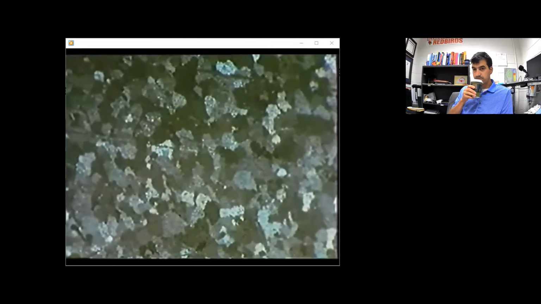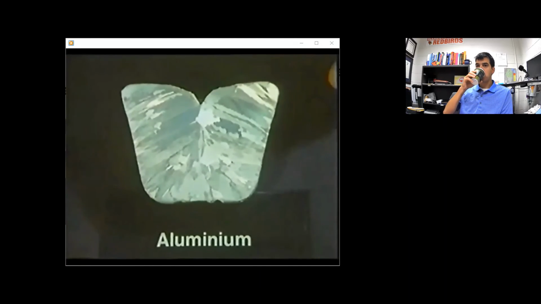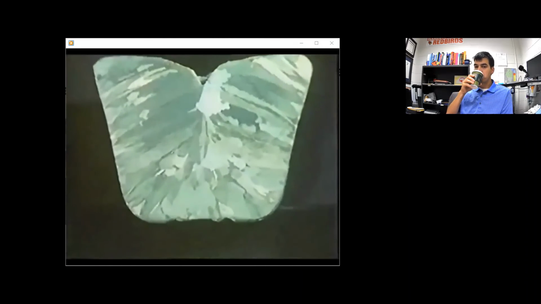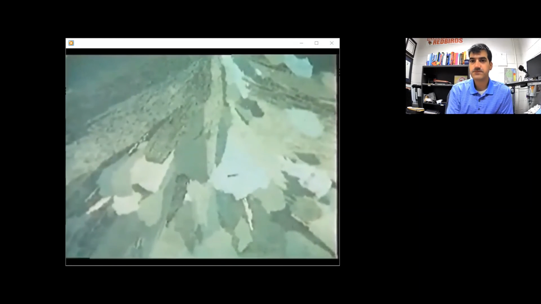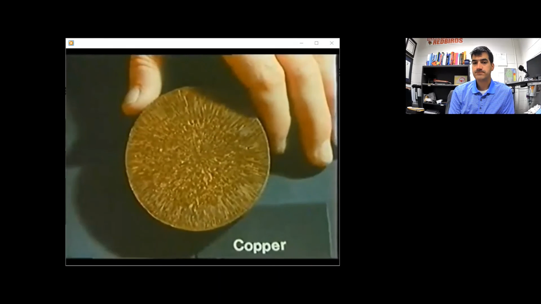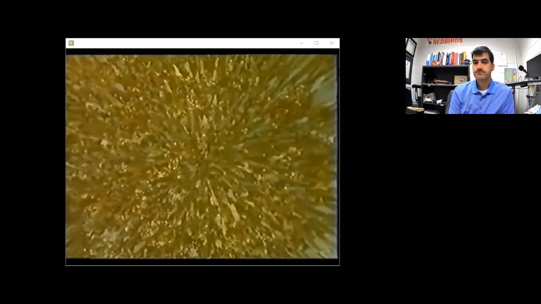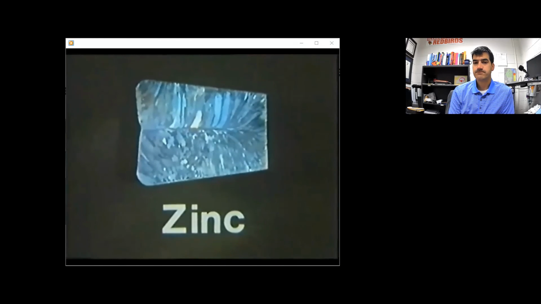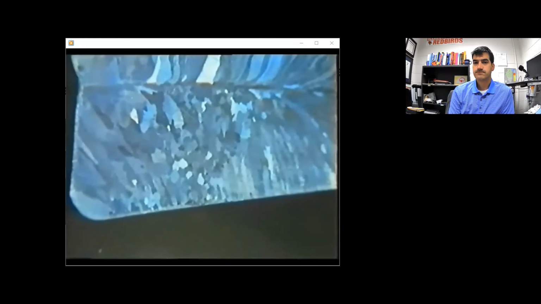By etching, we can reveal the grain structure of any metal. Here's a different sample of aluminium. In this case, the grains are much larger and they vary in size. And here's a piece of copper. In this sample, the grains seem to get smaller as you get nearer the middle. Zinc, a sample whose grains are all shapes and sizes.